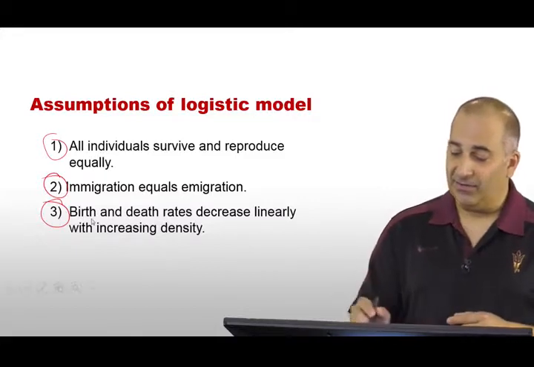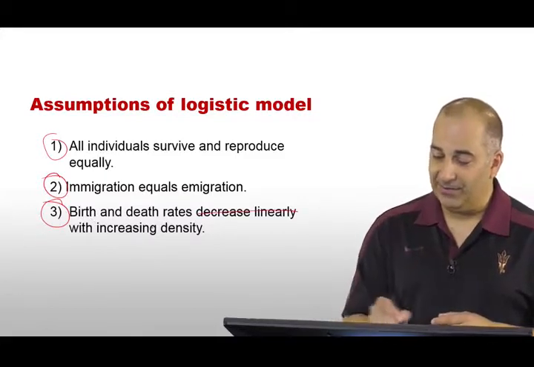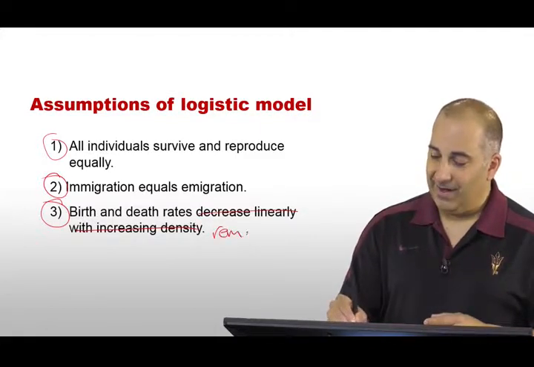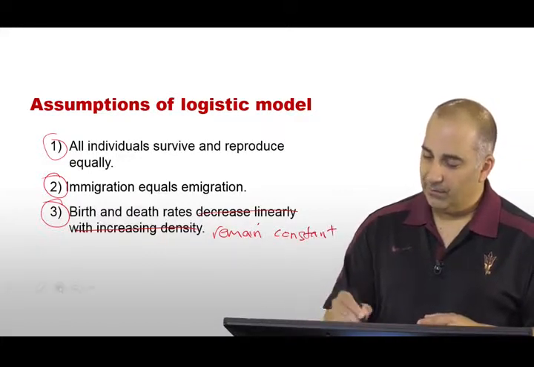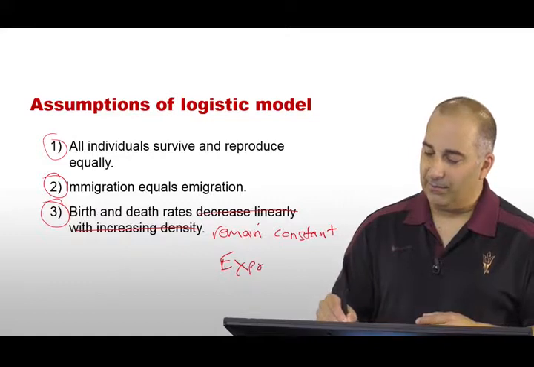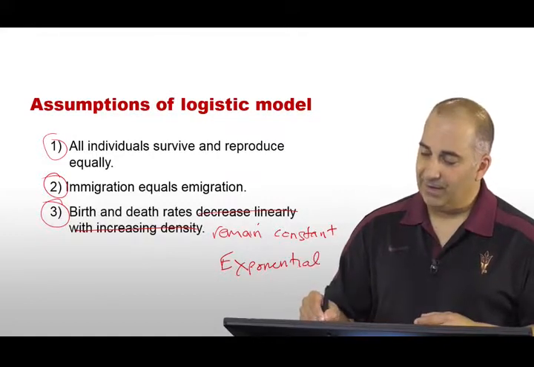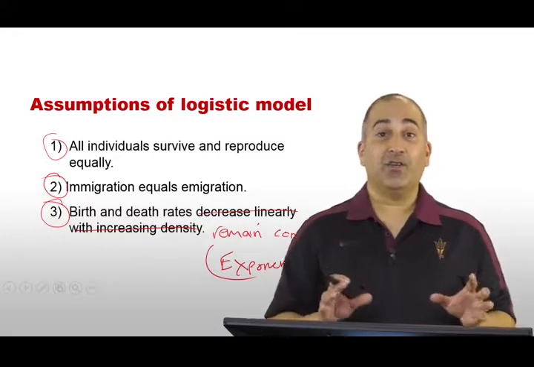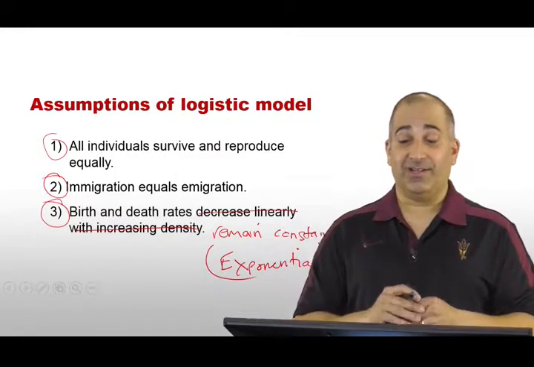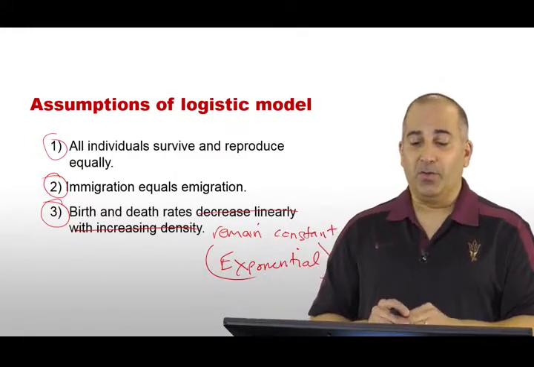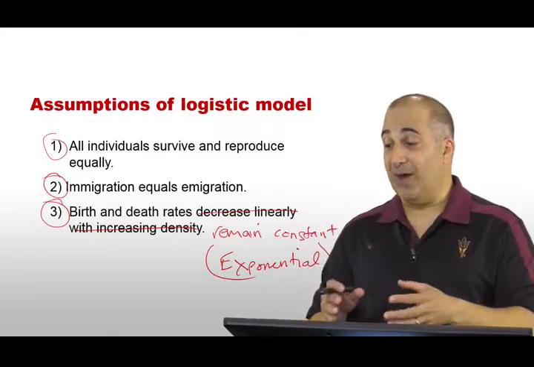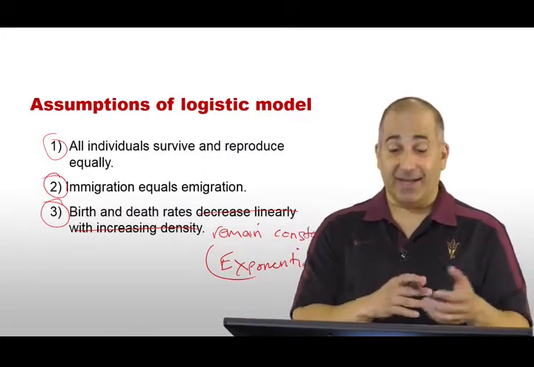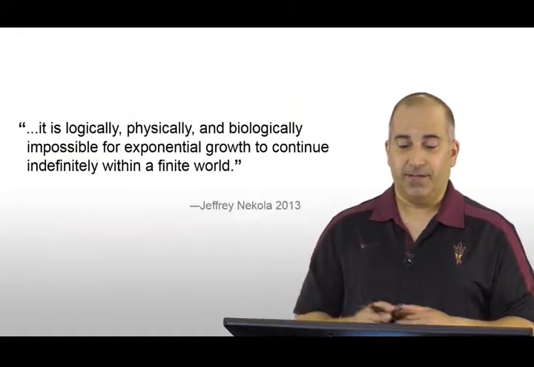If we get rid of this assumption and we say birth and death rates remain constant, now we have our exponential model that we talked about previously. And so you can see by just changing the assumptions, in this case just one assumption, we move from an exponential model to a logistic model. And we can move back again by getting rid of that assumption.